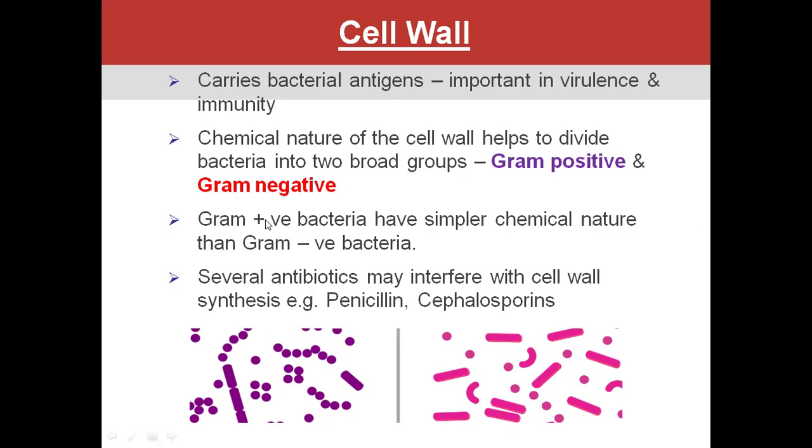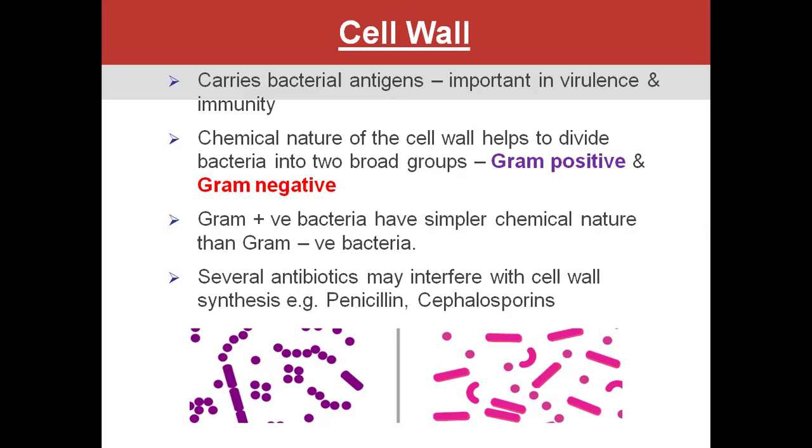Then what is gram-positive and what is gram-negative? What is the difference between them? Gram-positive bacteria have a simpler chemical nature than gram-negative bacteria. We'll see in detail about the gram-positive cell wall and the gram-negative cell wall.